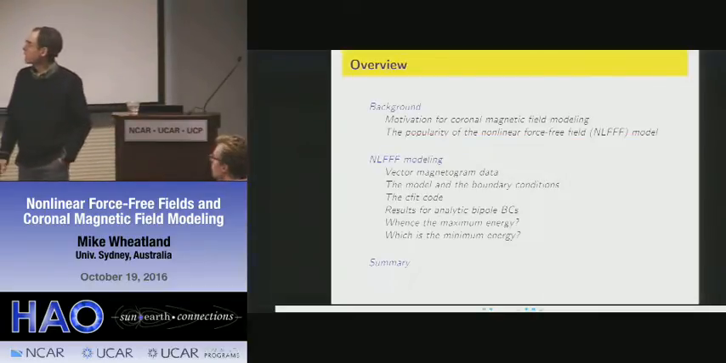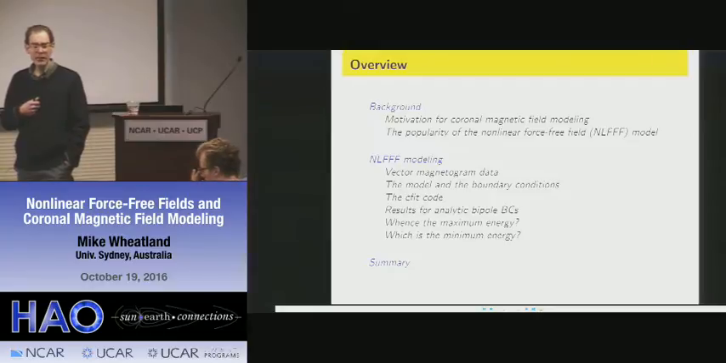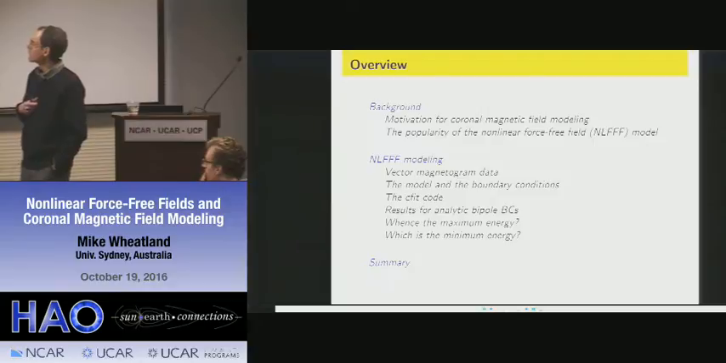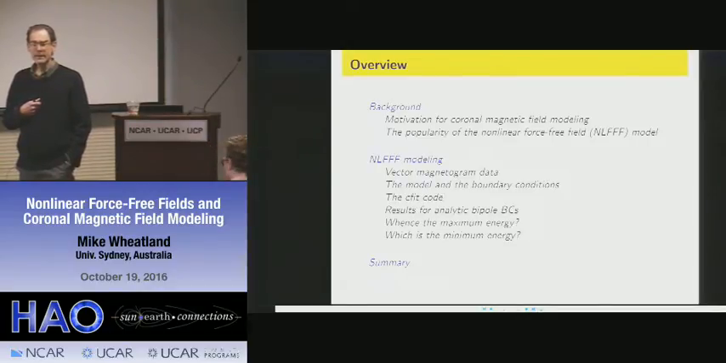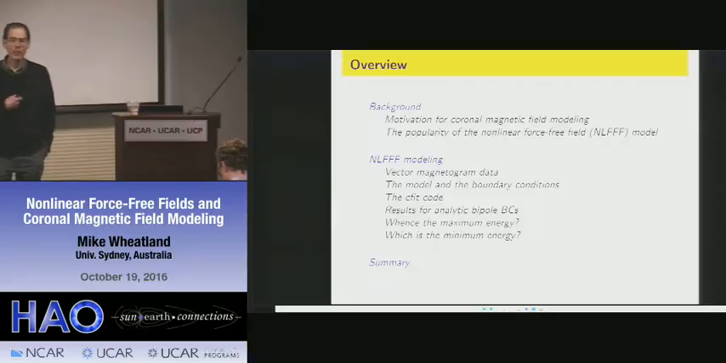So what I'll do in detail is give a motivation for modelling magnetic fields in the sun's corona and point out the popularity of this particular model, the nonlinear force-free model. Identify perhaps a couple of reasons for that. Then I'll go through the details of the model, the solar data that it is applied to, the vector-magnetogram data. I'll speak then about the model and the boundary conditions for the model, which are important.